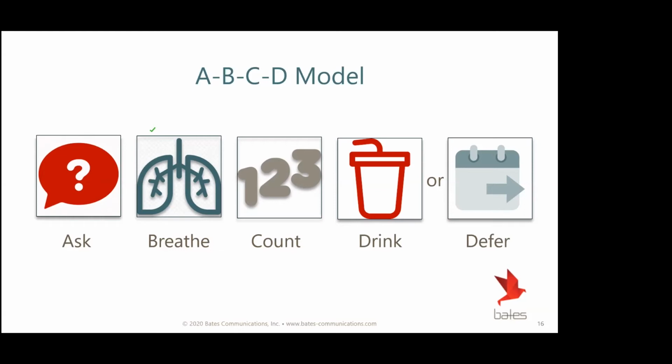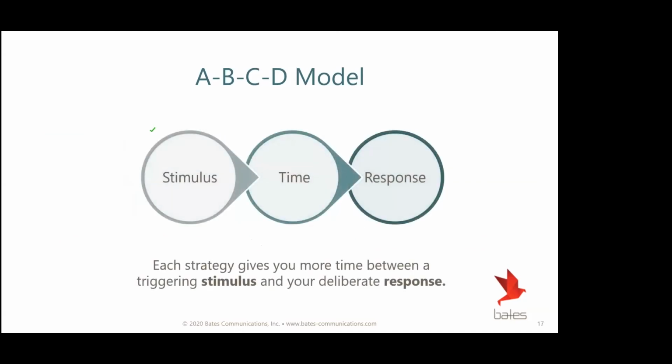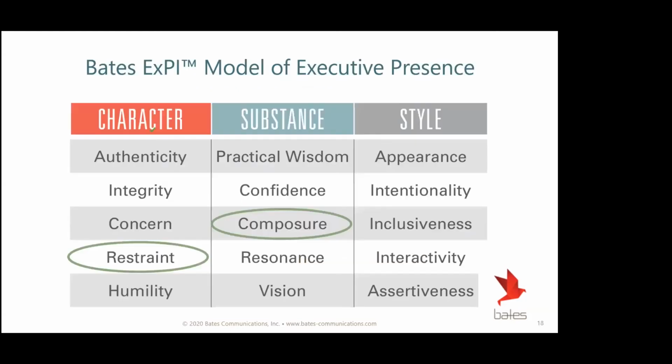So this model is really about creating more time between what happens and how you respond. Each one of those A, B, C, D items gives you a chance to create a thoughtful response. And to put it another way, the goal here is really to strive for a deliberate response, not a default reaction. So again, think about what those triggers might be and how you might be able to calm yourself to be able to respond appropriately.